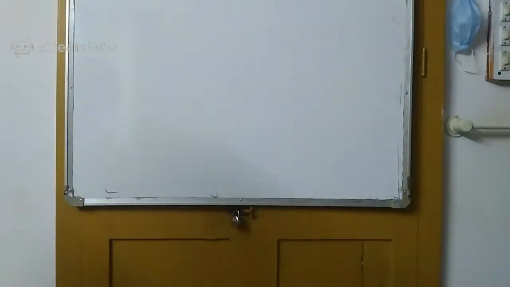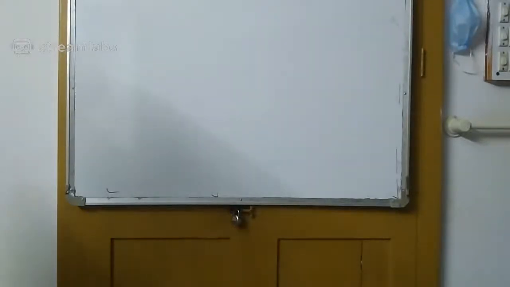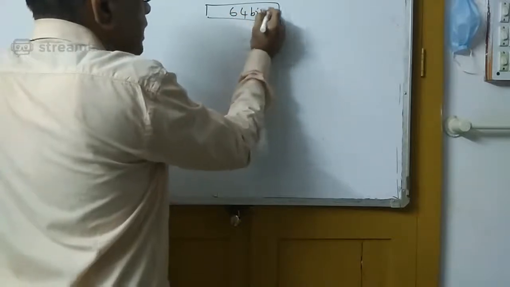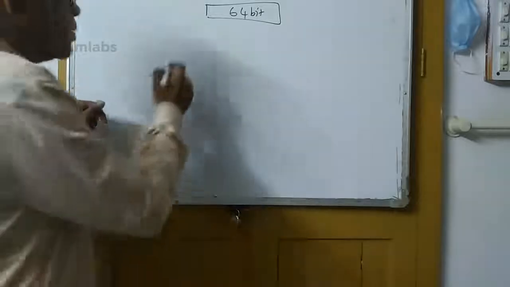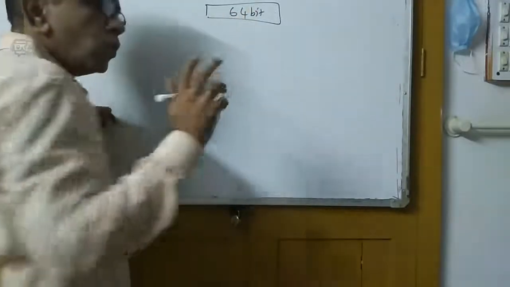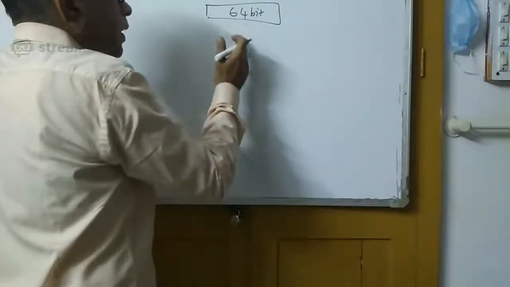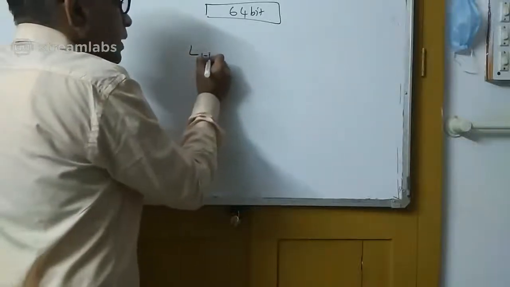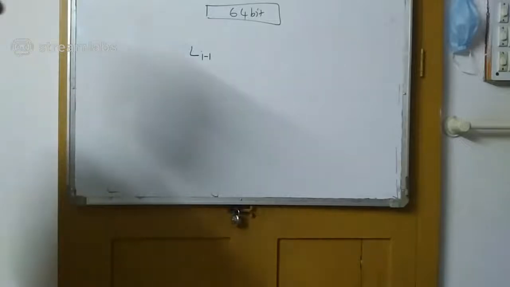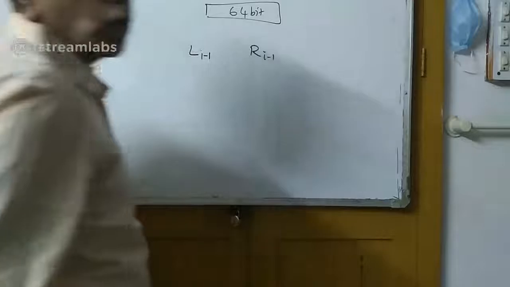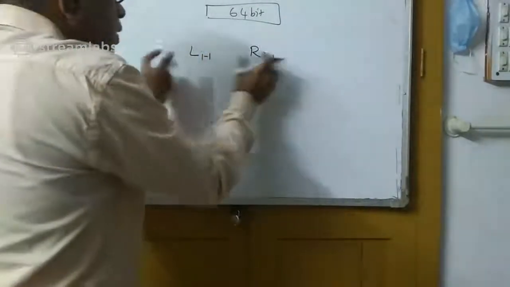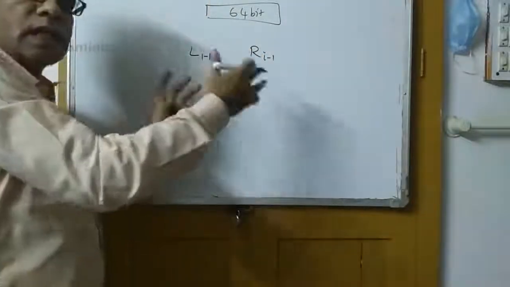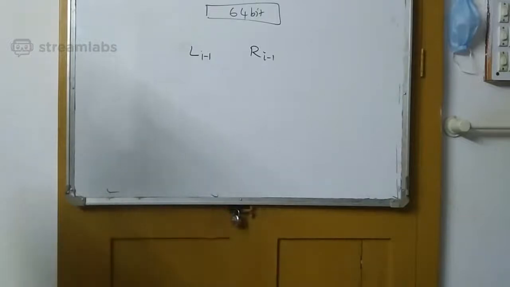Now, how exactly do things happen in those 16 key rounds? Listen to this, it is very important from the point of view of examination. Your 64 bit block gets divided into 2 halves. The left 32 bits we call L(i-1), and the right side we call R(i-1). This is 32 bits, and this is 32 bits, together 64 bits. This is what we do in every key round, so keep it in mind. The given 64 bits first get divided into sub blocks of 32 bits.